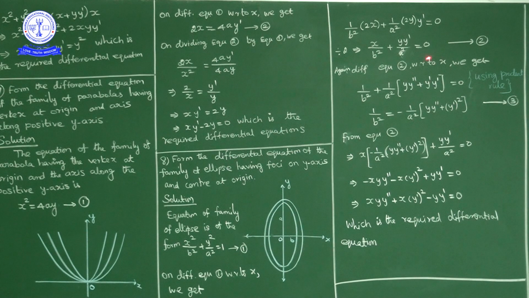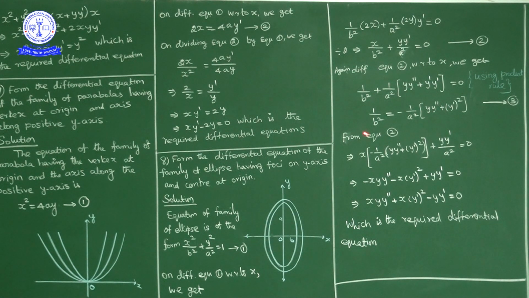Again differentiate with respect to x. So what will we get? 1 by b square into x, differentiation 1, no? So 1 by b square plus 1 by a square into y dash differentiation, product of two functions formula: first function into derivative of second function plus second function into derivative of first function, equal to 0. So 1 by b square is equal to, what we can write, minus 1 by a square into y double dash plus y dash square.